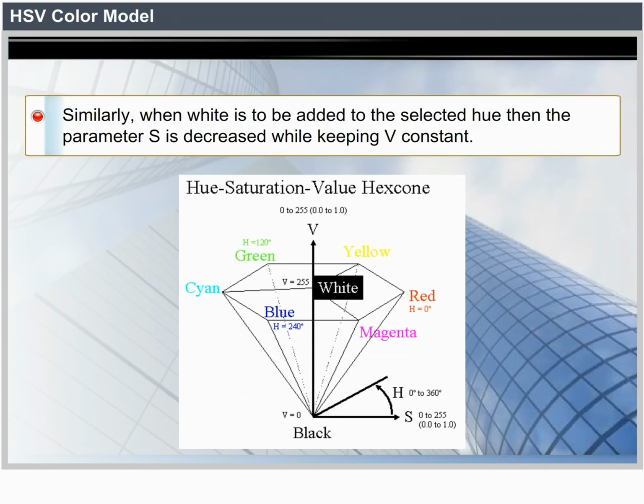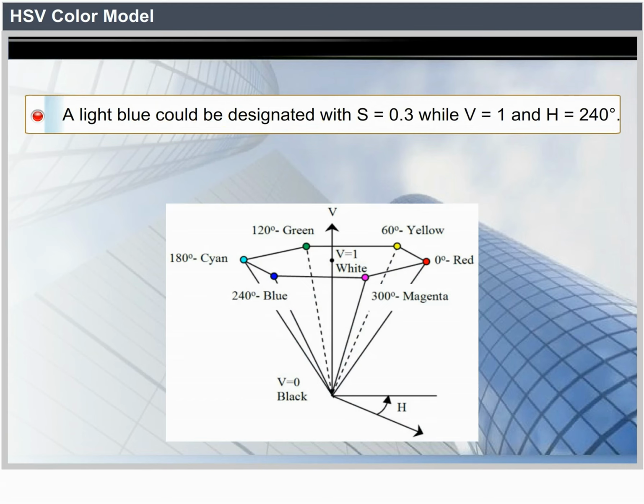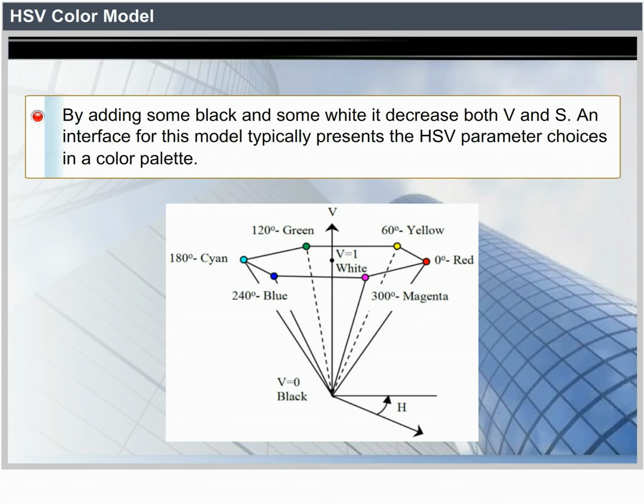Similarly, when white is to be added to the hue selected, parameter S is decreased while keeping V constant. A light blue could be designated with S equals 0.3, while V equals 1 and H equals 240 degrees. By adding some black and some white, we decrease both V and S. An interface for this model typically presents the HSV parameter choices in a color palette.